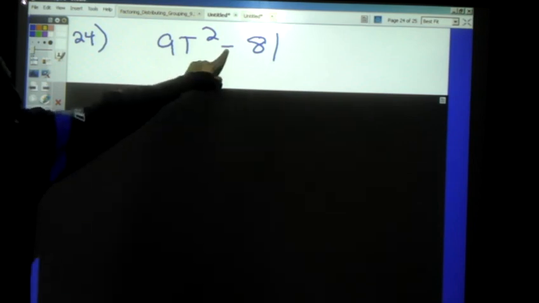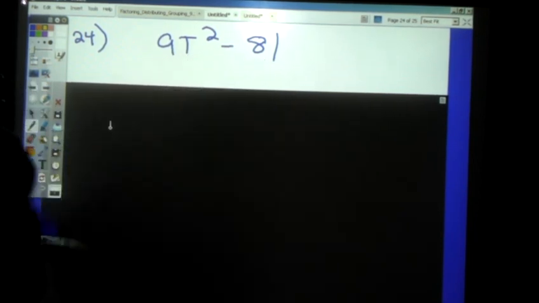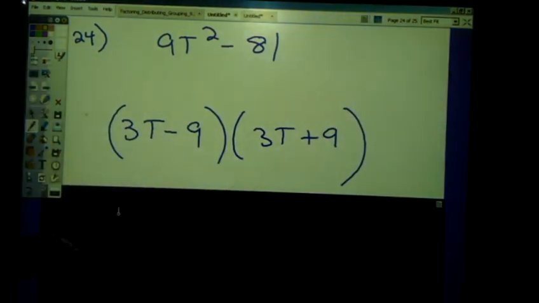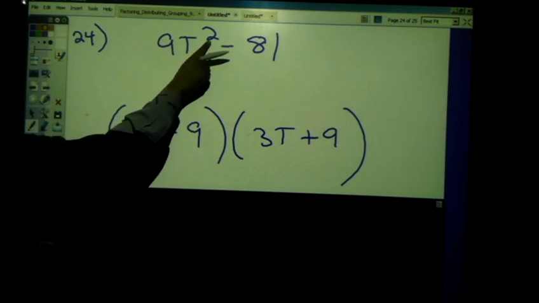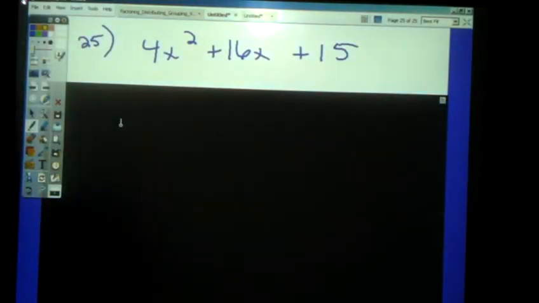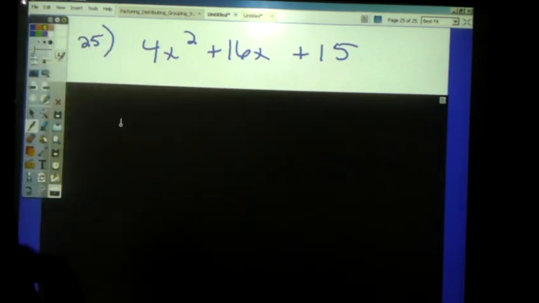Again, difference of perfect squares. 3t minus 9, and then 3t plus 9. Okay, all of those are perfect squares. 9, that's even, so that's a perfect square. 81 is a perfect square. Okay. Now, do these have common factors? Is there a number that goes into 15, 16, and 4?